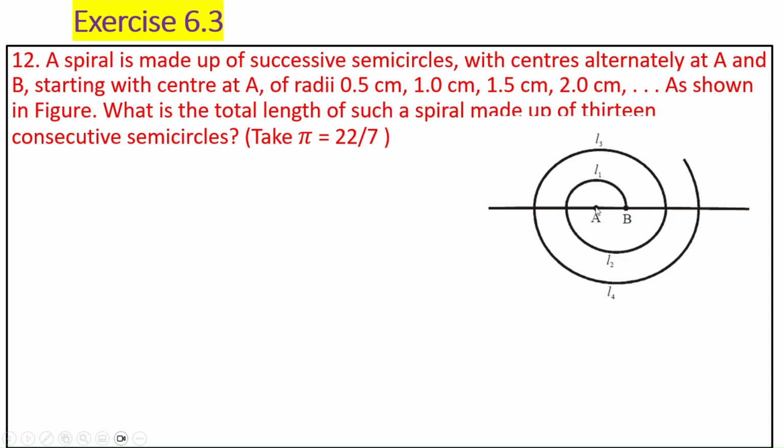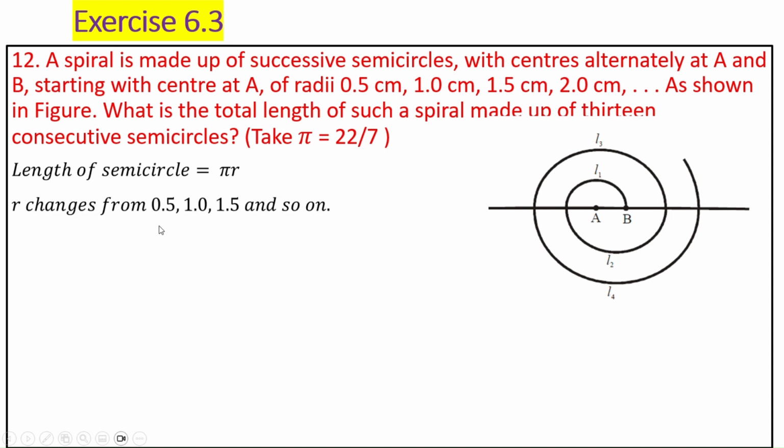Third semicircle again, center here. Like this, a total of 13 consecutive semicircles are drawn with the given wire, and it is asking what is the total length of the wire. We know that the length of a semicircle is pi r.